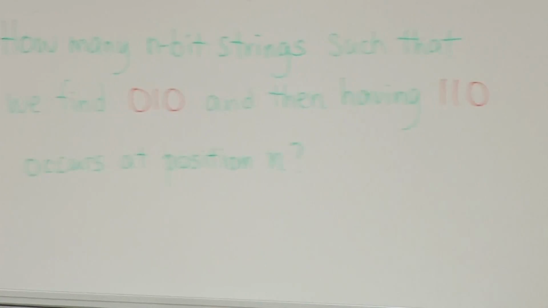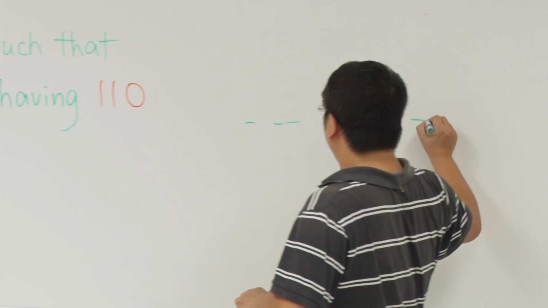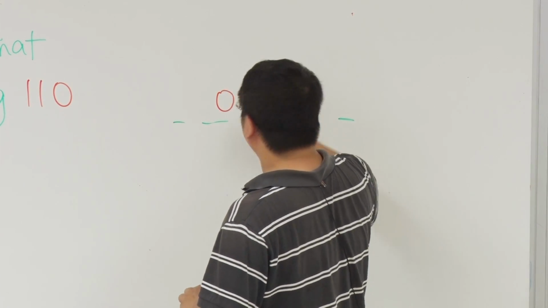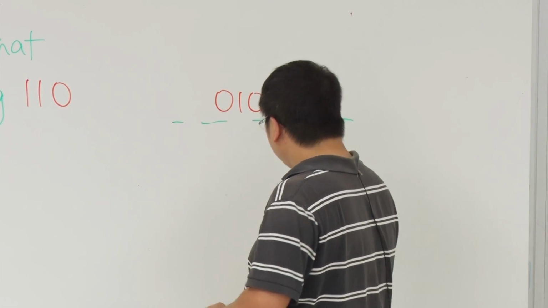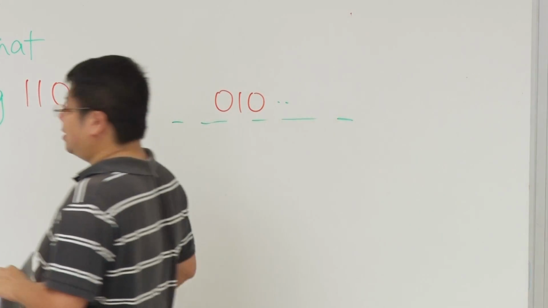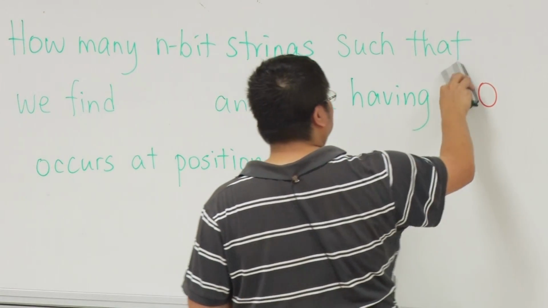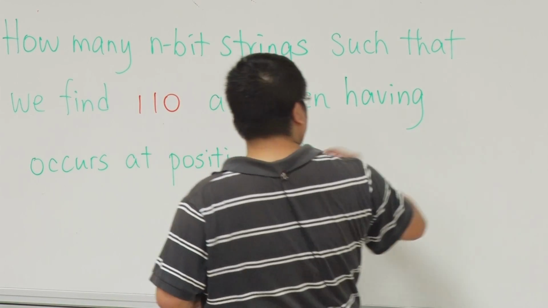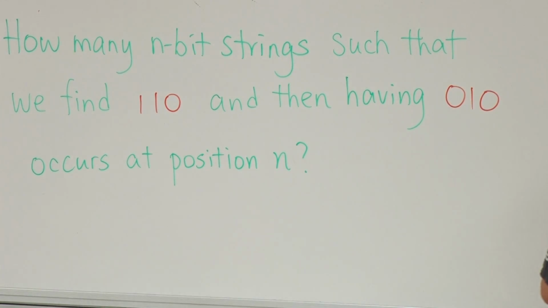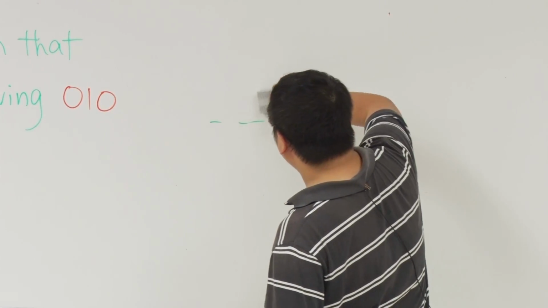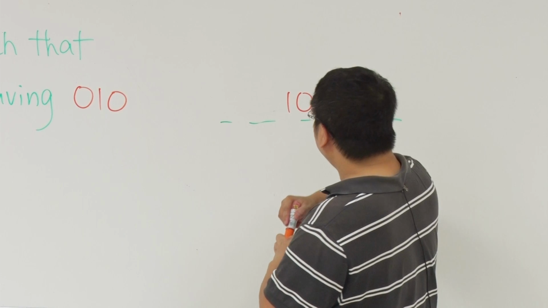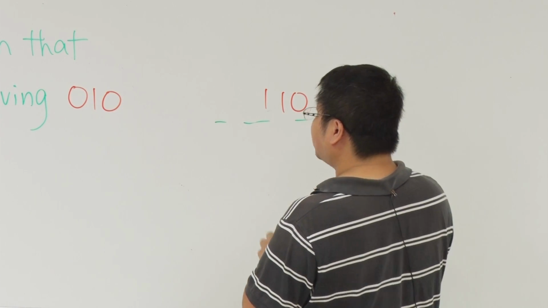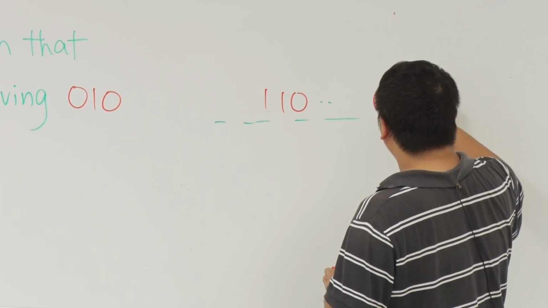What do I mean? I mean we want to have a string such that we have 0 1 0 appearing somewhere here, and then, maybe let's switch it, otherwise it looks too simple. Let's have 1 1 0 first and then 0 1 0 in the end. Let's do that. So how many strings are there that we can find such that 1 1 0 first occurs at this location, and then after some steps we will find 0 1 0 ending?